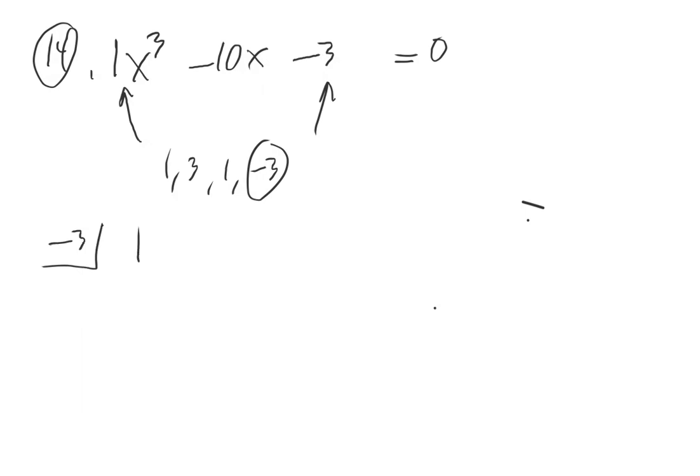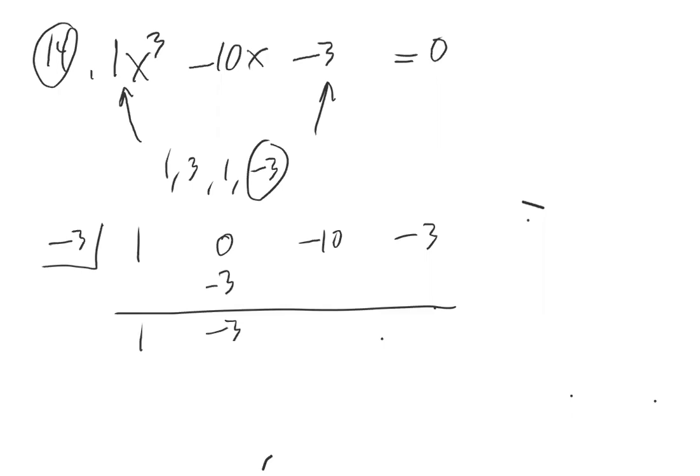So I'll put down the 1 that represents the 1x cubed, then put down a 0 to represent 0x squared because there's no x squared, then put down negative 10 to represent the negative 10x, then put down negative 3. Bring down this 1, multiply it by negative 3 to get negative 3, add up, multiply by negative 3 again to get 9, add up to get negative 1, multiply to get 3, and then you have 0. So negative 3 actually worked.